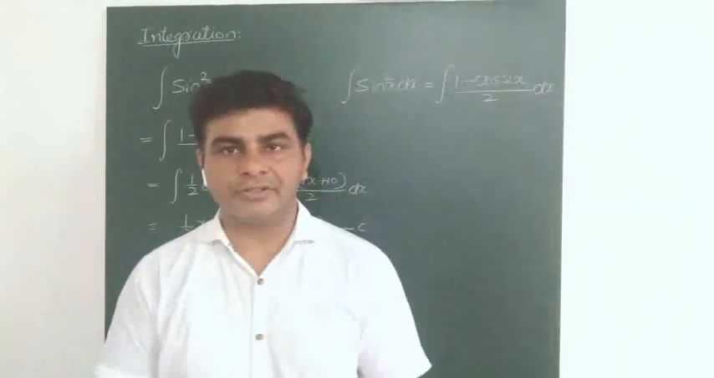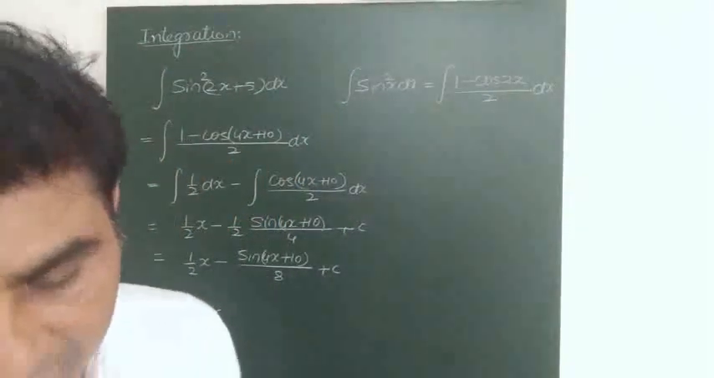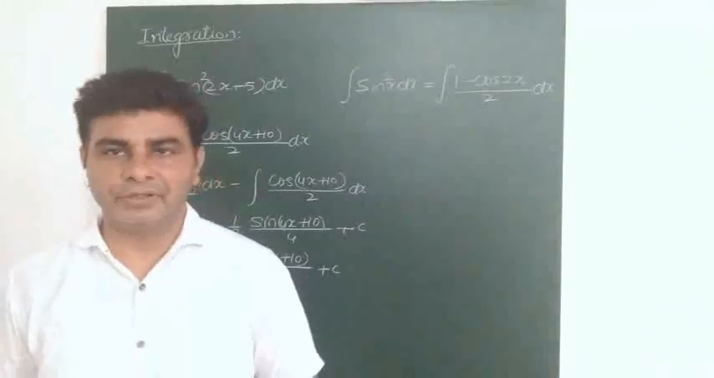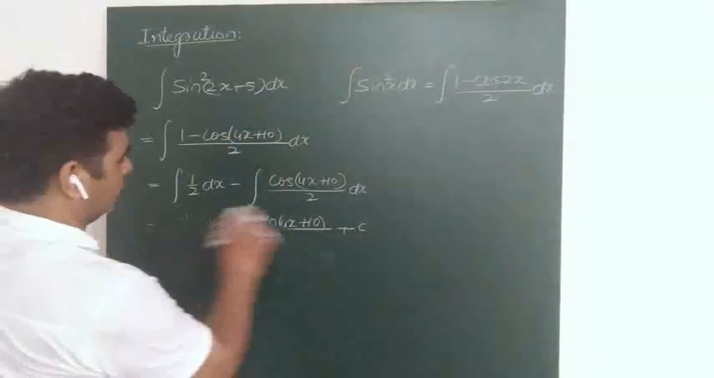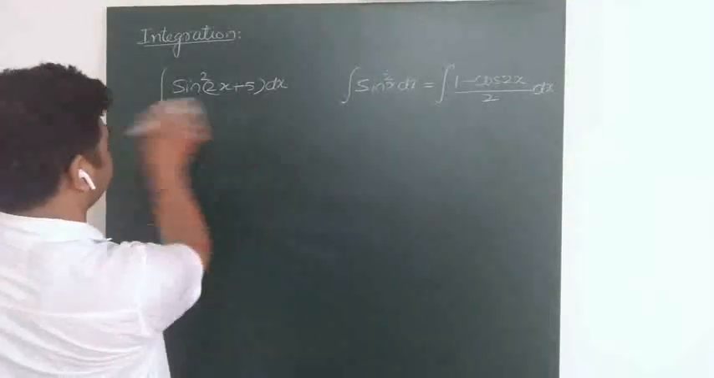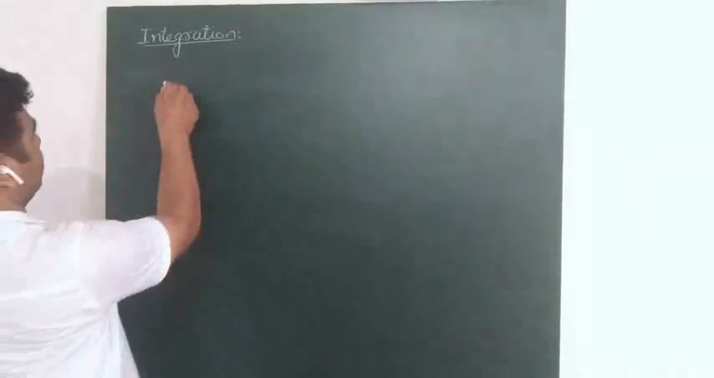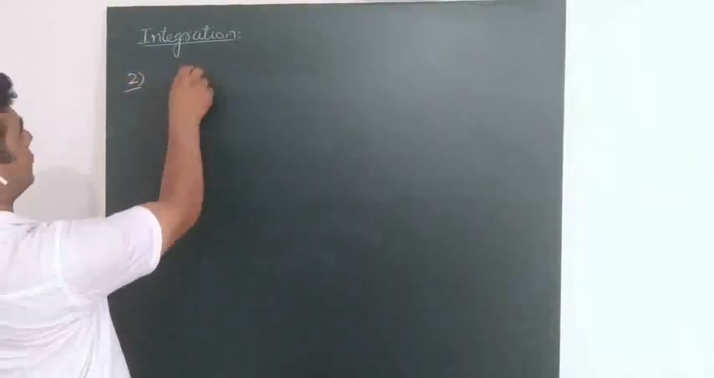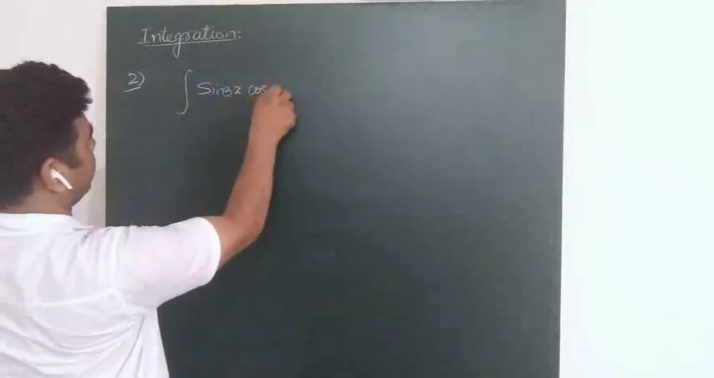Now let's do question number 2, in which we are given two trigonometric functions in multiplication form. So how can we do it? Let's do that question. The second question of the exercise is sine 3x multiplied by cos 4x.